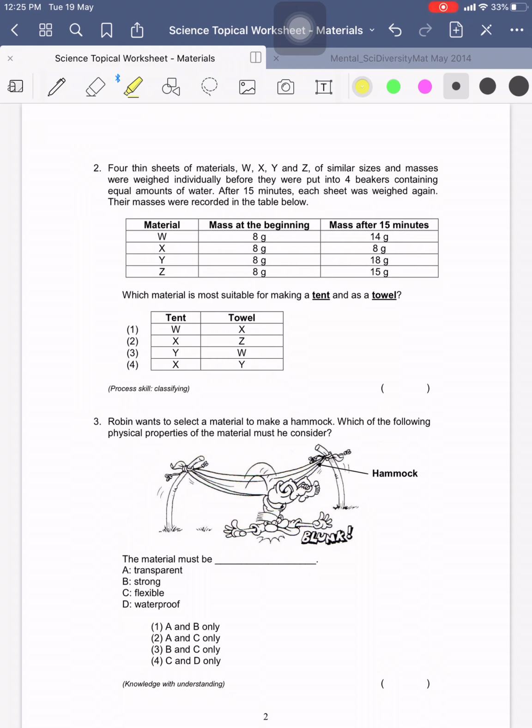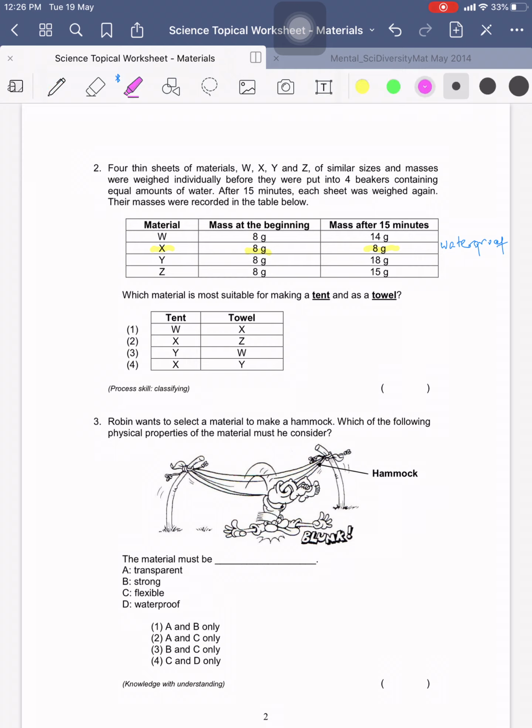Now, you observe that for material X, at the beginning, the mass is 8 gram. After 15 minutes, the mass is still 8 gram. So we can safely say that there's no water being absorbed by this material. We can say that it's actually a waterproof type of material. All right. And looking at Y over here, let me highlight.